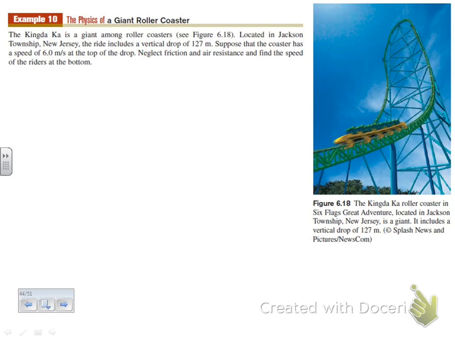So here we'll do another example. It says King Kai is a giant among roller coasters. Located in Jackson Township in New Jersey, the ride includes a vertical drop of 127 meters. Suppose that the coaster had a speed of 6 meters per second at the top of the drop. Neglecting friction and air resistance, find the speed of the riders at the bottom.